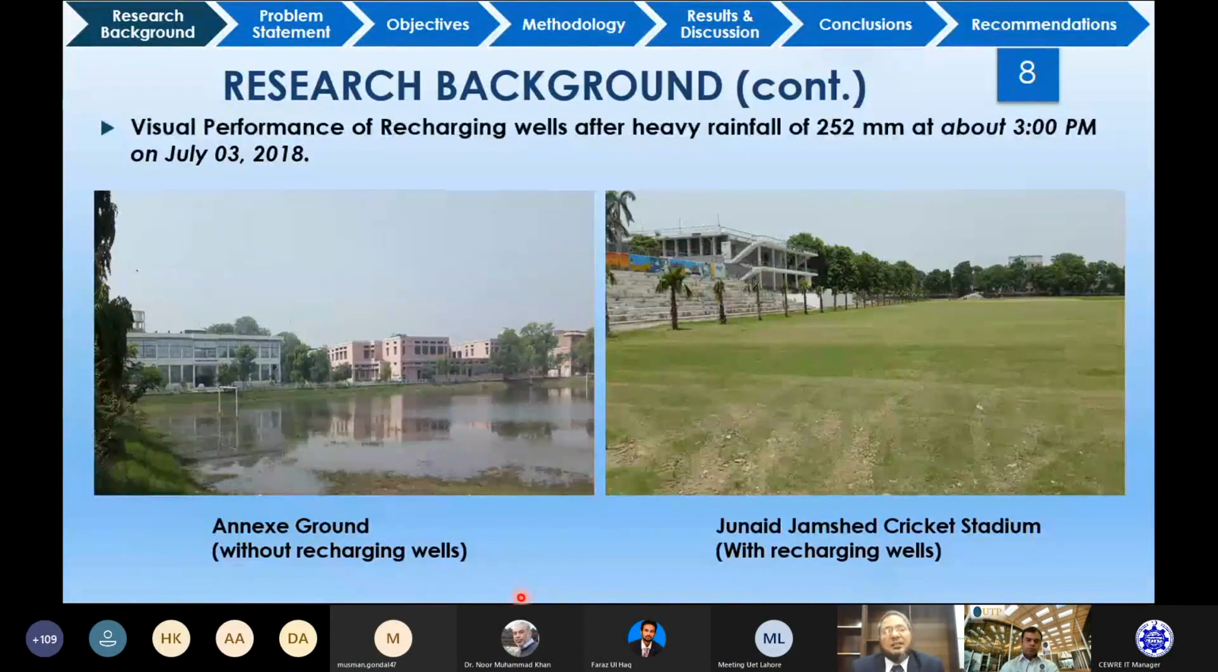After these large diameter recharging wells were installed in the Junaid Jamshed Stadium, on 3rd July 2018, 252 millimeters of rain occurred in one day, and this is the photograph at 3 p.m. You can see this is the ground of UET Lahore, which is very close to the Junaid Jamshed Stadium, and here you can see there is flood inundation. The water is stagnant over here, while over there, due to the presence of the large diameter recharging wells, the water has disappeared from the surface. So this is the beauty of large diameter recharging wells.